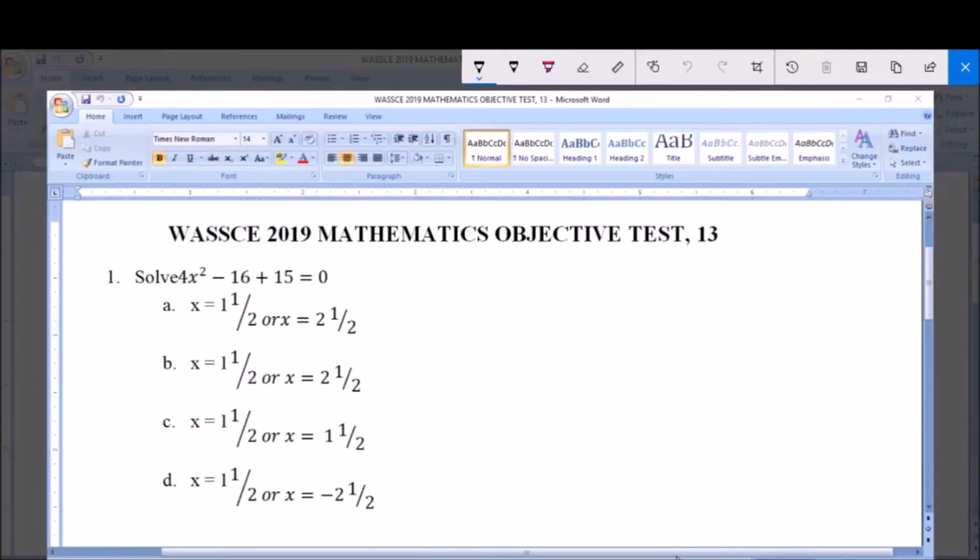Today we'll be dealing with WAEC 2019 Maths Objective Test. We'll be solving question 13. Before us is a quadratic equation. It says solve 4x squared minus 16x plus 15 equals 0.